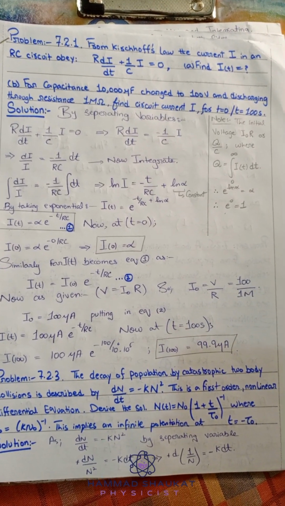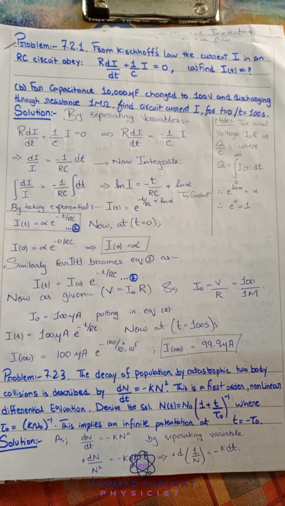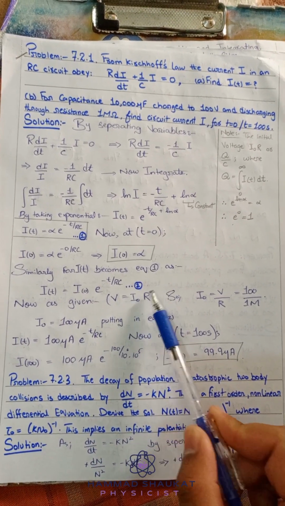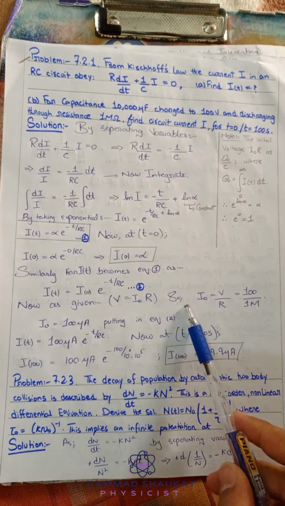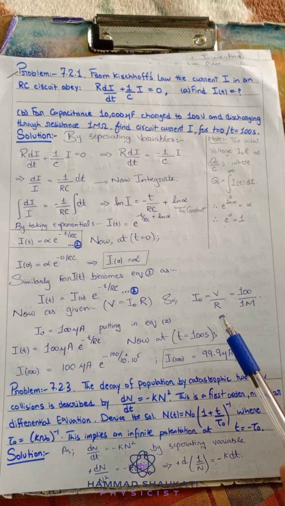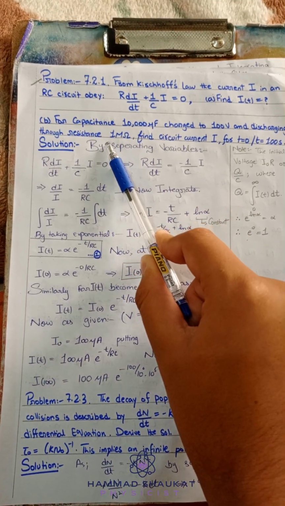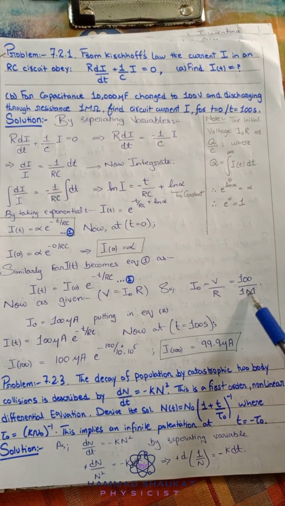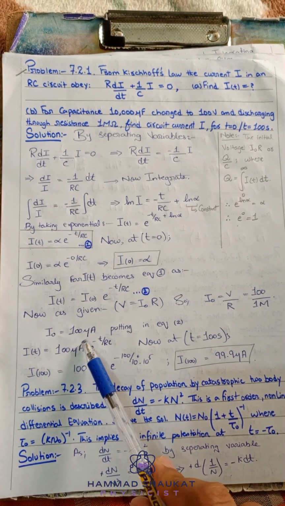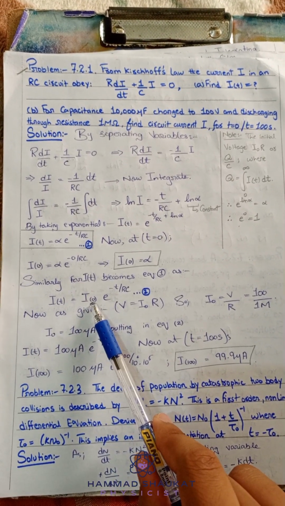The next thing: many quantities are given, like capacitance, resistance and voltage. By Ohm's law, V = IR. If you want to find the current, I becomes V/R. You put the value of V, which is 100 volts, and the resistance, which is 1 mega ohm, meaning 1 multiplied by 10 raised to power 6. After calculating, you will get your final result equal to 100 microamperes. This is the value of I naught, and here is your main equation.